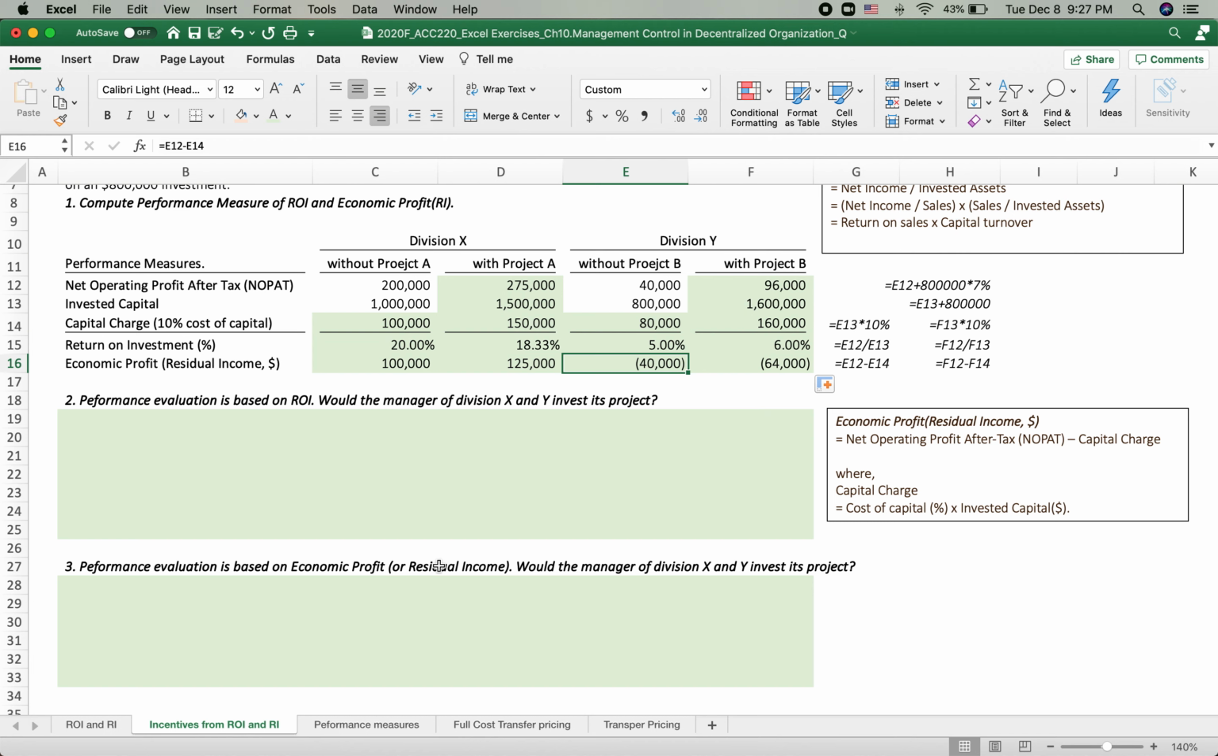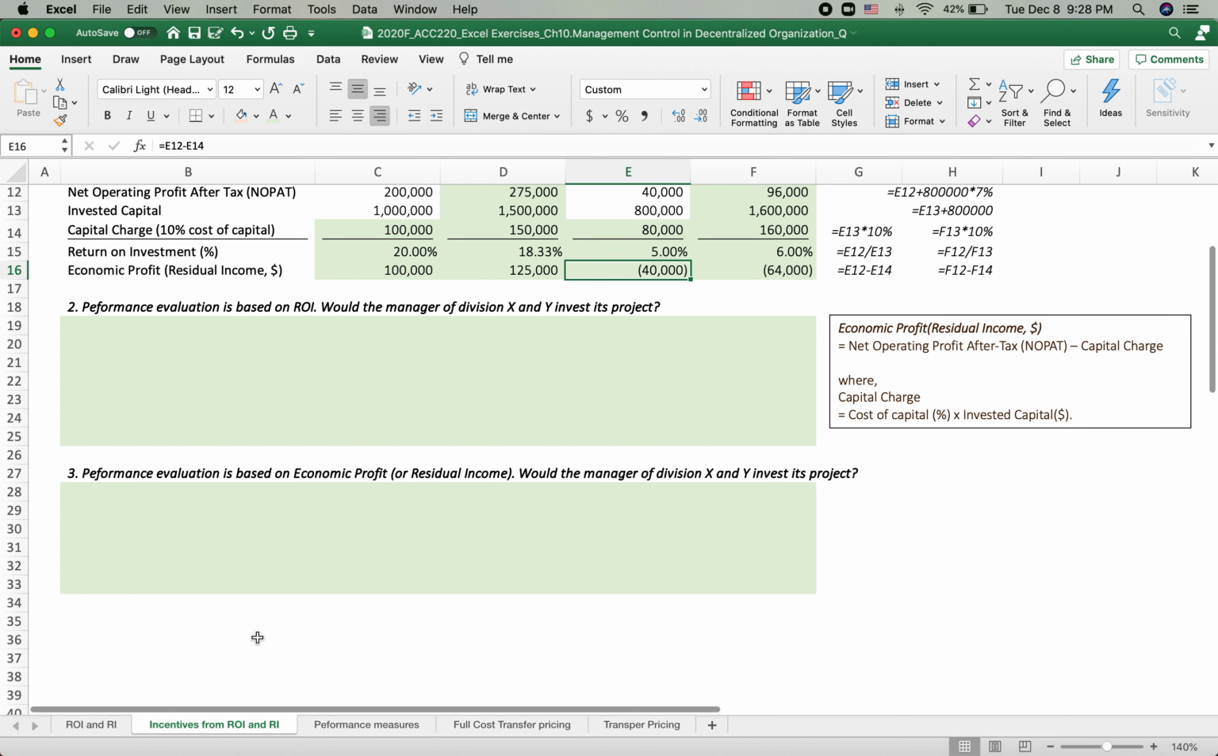Okay. In general, the ROI profitability metric provides an incentive for divisions to invest in new projects that earn a return in excess of their current return, rather than an incentive to invest in a new project with a return in excess of the cost of capital. Because if the return on investment has increased, then the division will definitely take a new project regardless of the cost of capital percentage.